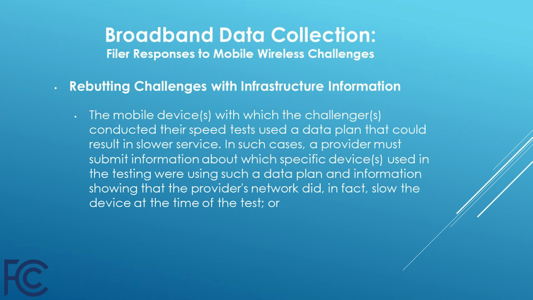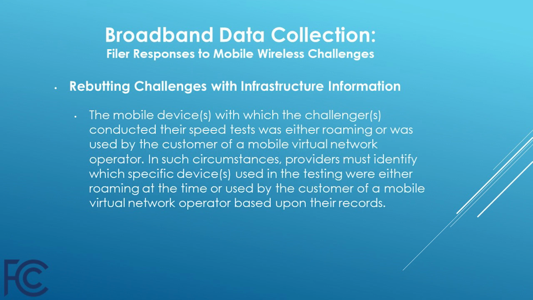The mobile device or devices with which the challenger or challengers conducted their speed test used a data plan that could result in slower service. In such cases, a provider must submit information about which specific device or devices used in the testing were using such a data plan and information showing that the provider's network did, in fact, slow the device at the time of the test. Or the mobile device or devices with which the challenger or challengers conducted their speed tests was either roaming or was used by the customer of a mobile virtual network operator. In such circumstances, providers must identify which specific device or devices used in the testing were either roaming at the time or used by a customer of a mobile virtual network operator based on their records.